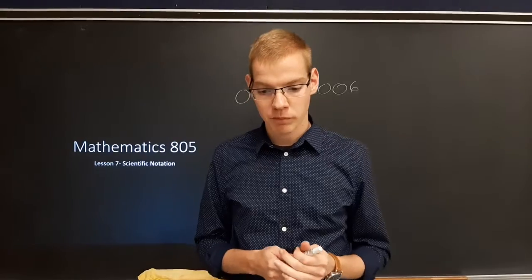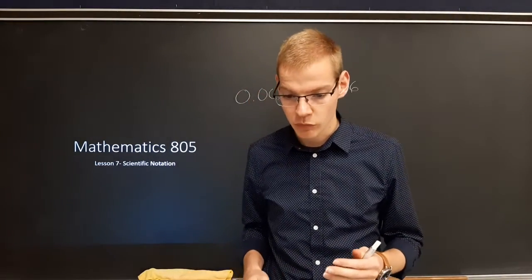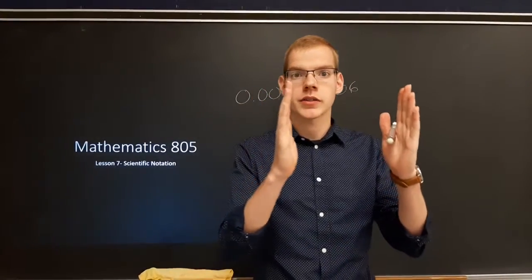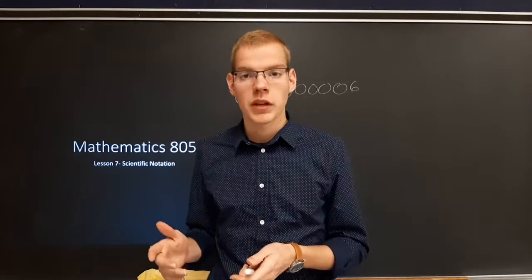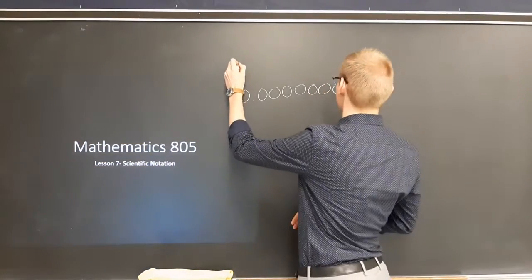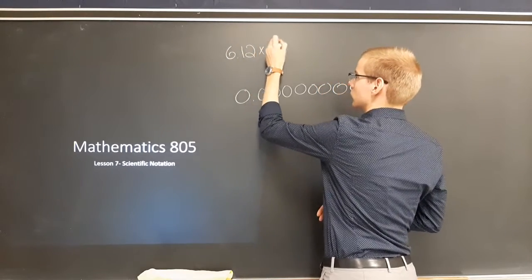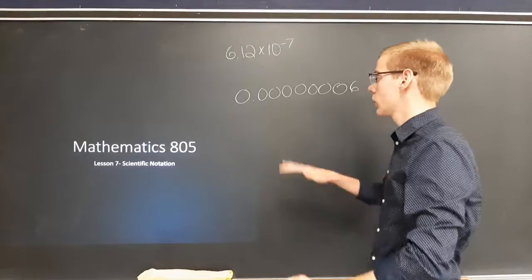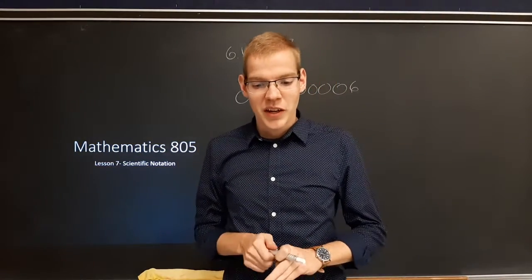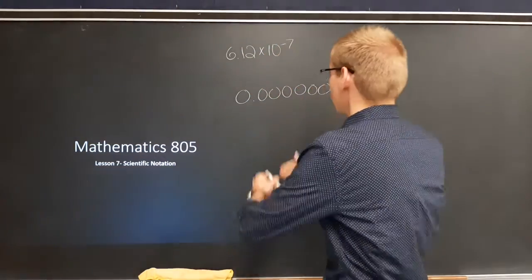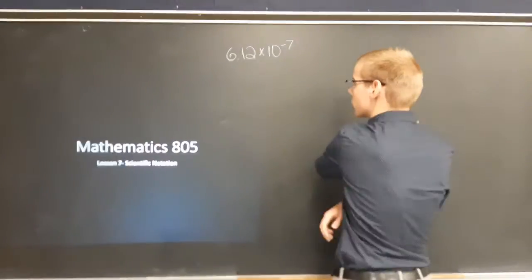So going over to how to change these things, we're going to take a look at how to change the scientific notation into standard form. Scientific notation is this, and standard notation is this, or standard form. So what we do is take a look at this number. We're going to take a look at the scientific one first.